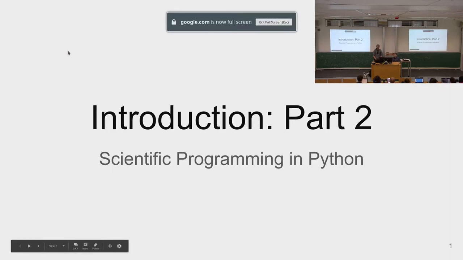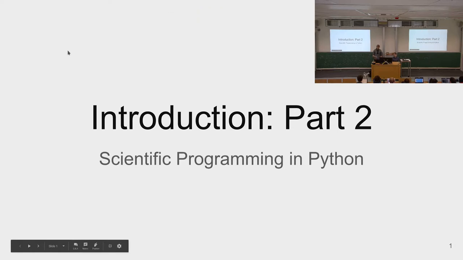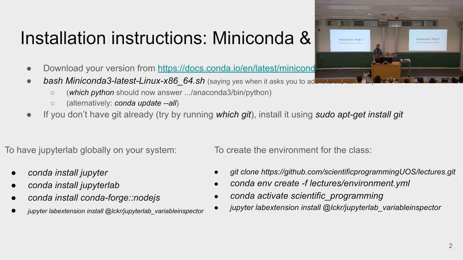I welcome you to the second session of Scientific Programming in Python, which is basically introduction part two. I'm gonna talk about Git and the rest of the installation process, like if something didn't work out, and a general introduction to working with the command line or shell, and then Git, and then Rüdiger is gonna explain the homework system and how it works. Should be plenty of time for that.